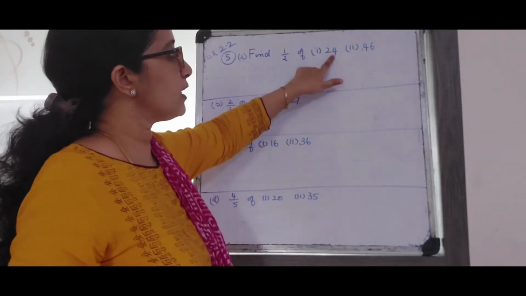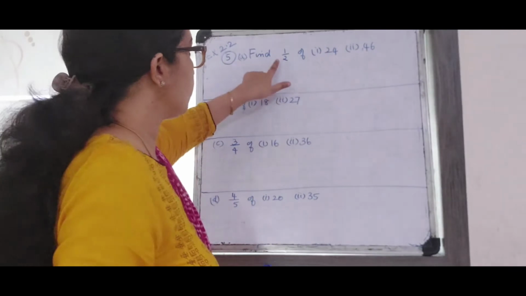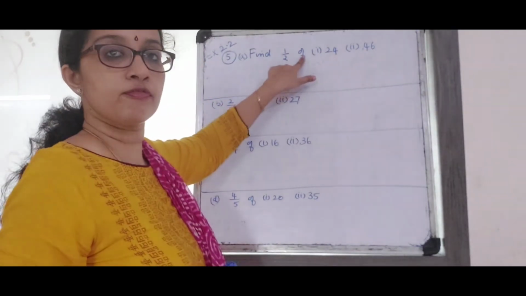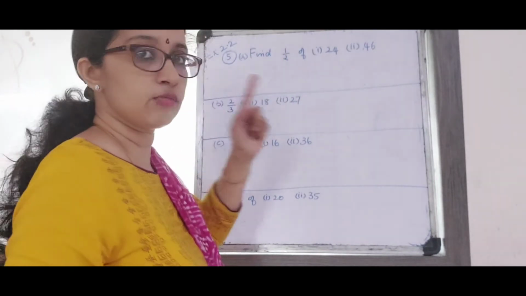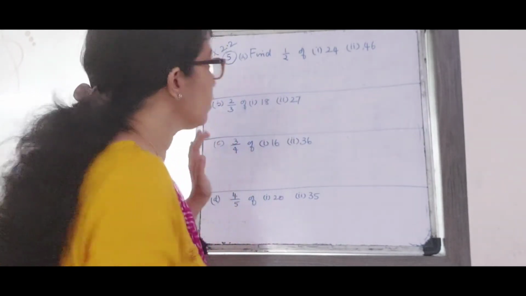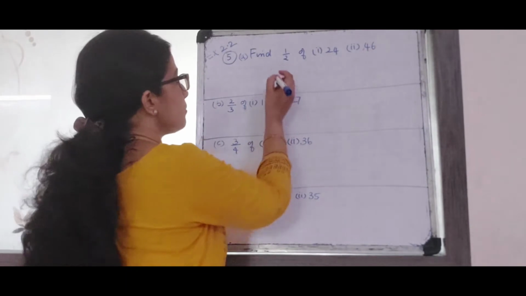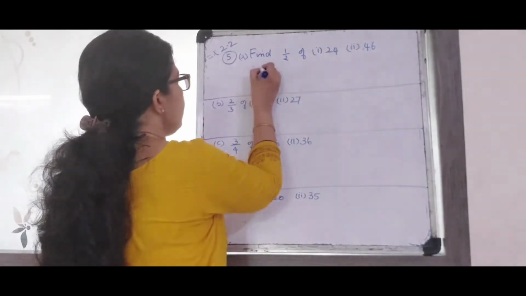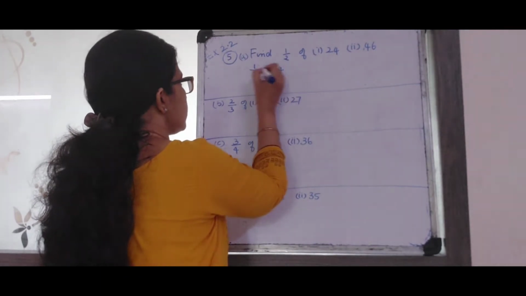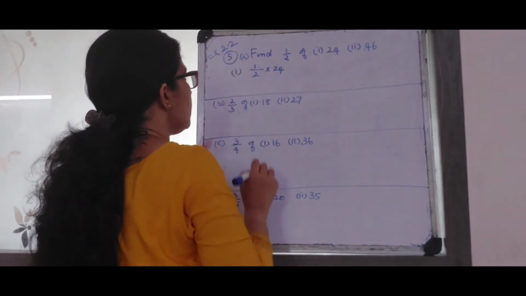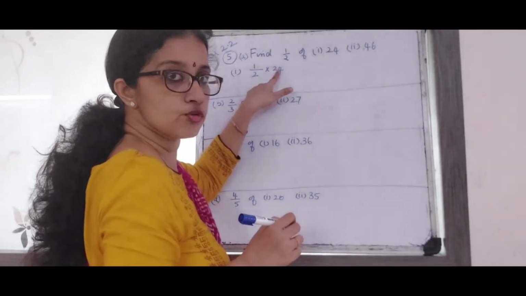Find half of 24. Okay, so whenever we see a half, what should we do? We should always multiply it. Okay, half is equal to multiplication. Keep it in mind. So half of 24 means half into 24. Okay, this is the first one. Half, 1 by 2 into 24.